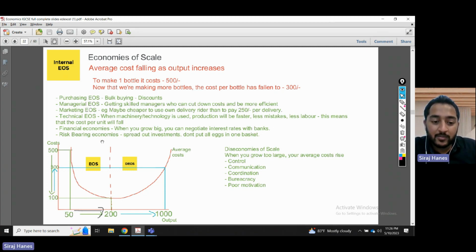And the next one, risk bearing. Ever heard of the phrase, don't put all your eggs in one basket? Because if that basket were to drop, all eggs will break. It's very risky. Spread your risk. Risk is cost. Spread your risk.